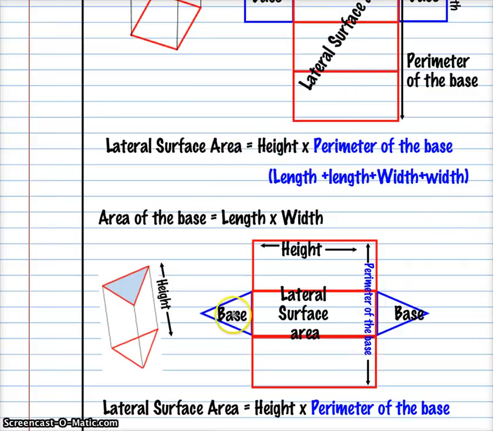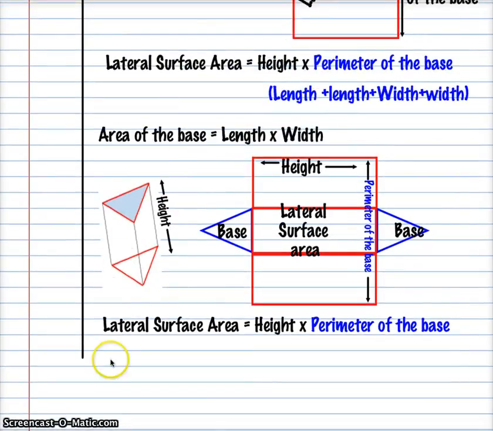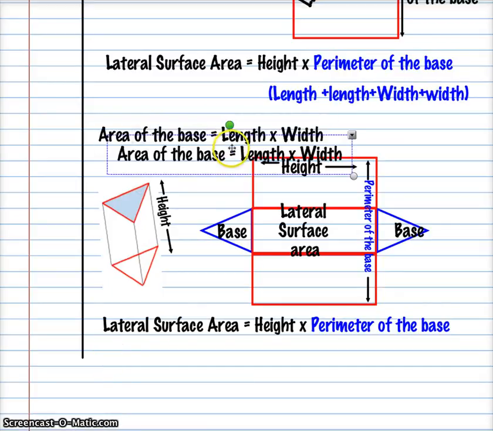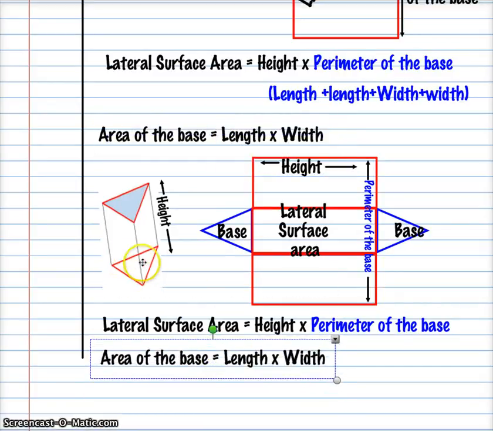Okay, my area of the base, that's just the area of the triangle. So how do you find the area of the triangle? You should have base times height divided by 2. And that's, again, a refresher from 6th grade. So for a triangle, area of the base is length times width, or base times height.